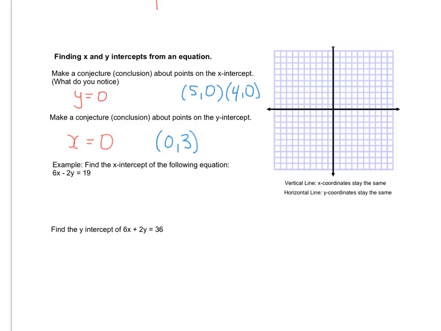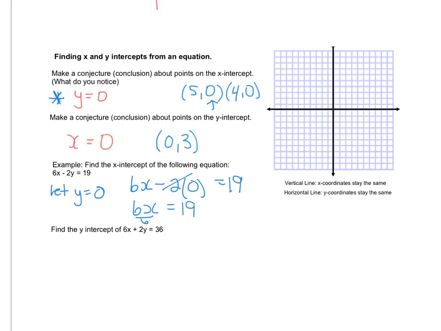So, we are going to find the x-intercept of the following equation. Well, if I want to find the x-intercept, I should probably make y equal to 0 so I can solve for x. It doesn't even have to be in y equals ax plus b form. We can leave it in general form and just let y equal 0. So 6x minus 2 times 0 is equal to 19. Remember, we let y equal 0 because when we're finding the x-intercept, y is equal to 0. So I get 6x is equal to 19.